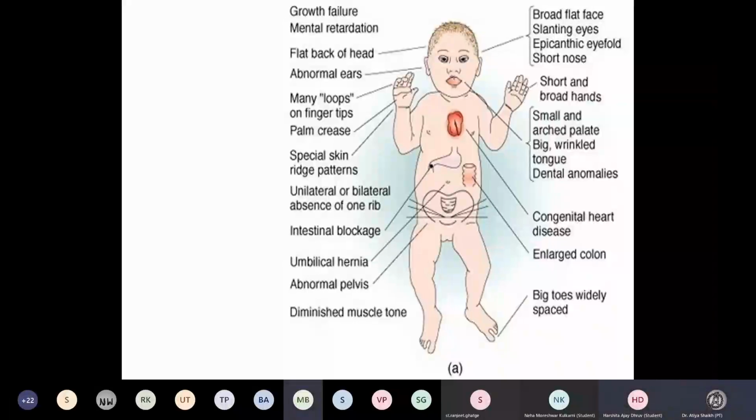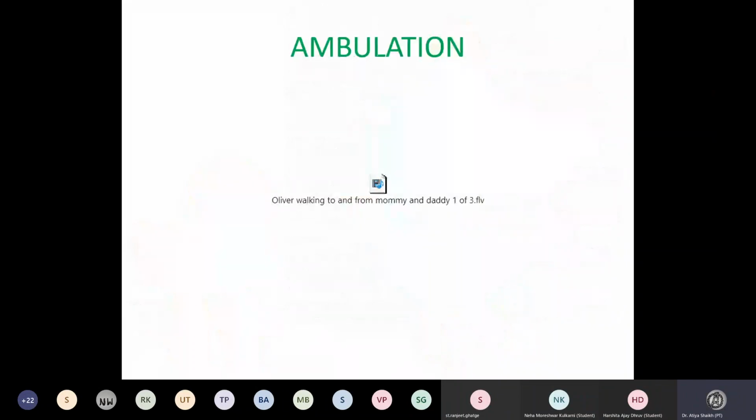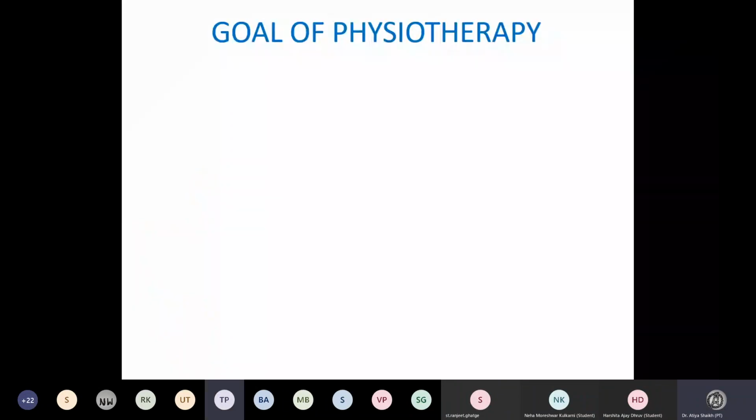Yes, no. Yes, ma'am. So, do you know what are the causative factors or reason for someone to develop Downs? Trisomy of 20.